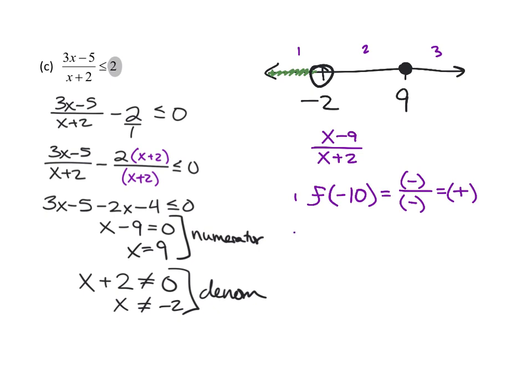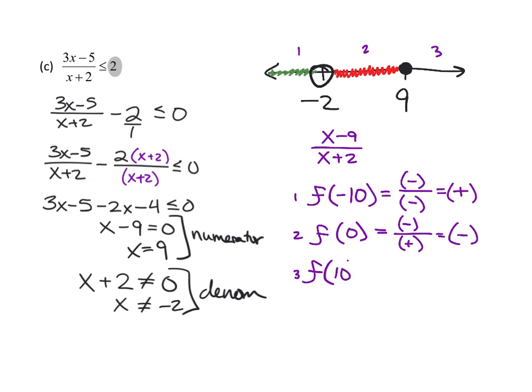In my second interval, what number can I plug in there? 0. 5 totally works. Use 5. There's nothing wrong with using 5. We're trying to save time here. 0 minus 9 is a negative number. 0 plus 2, that's a positive number. Negative divided by positive is a negative, which means that little section will be less than 0. In the third subinterval, what's an easy number I can use? 10 is in that interval. We can use it. 10 minus 9, still positive. 10 plus 2, definitely positive, which means that little section is back to being positive.